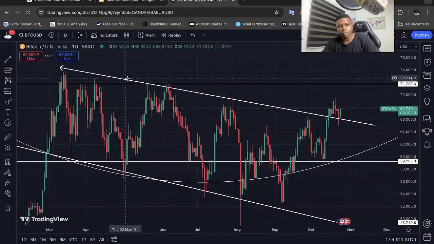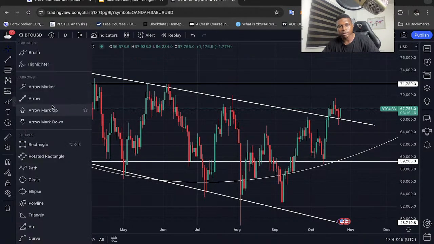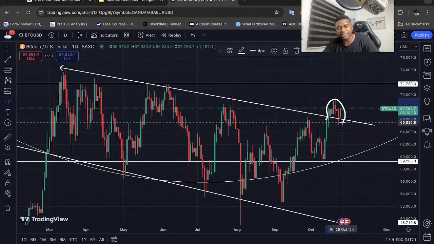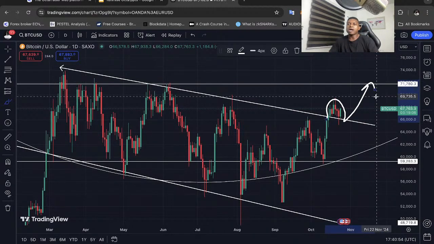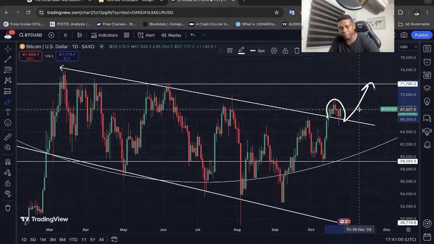So a downward trend, a breakout from here, a retest, and 71K is so much in view for BTC based on this analysis.